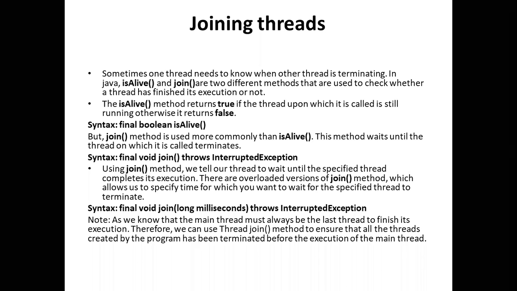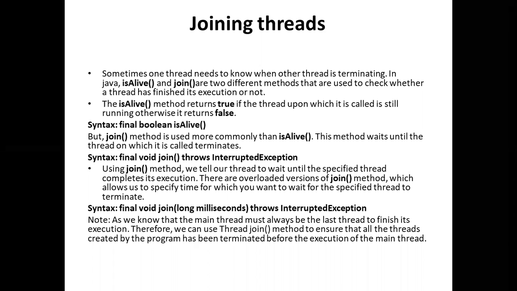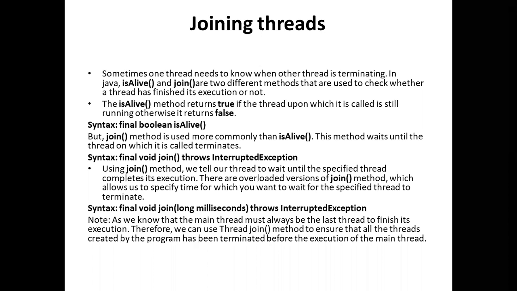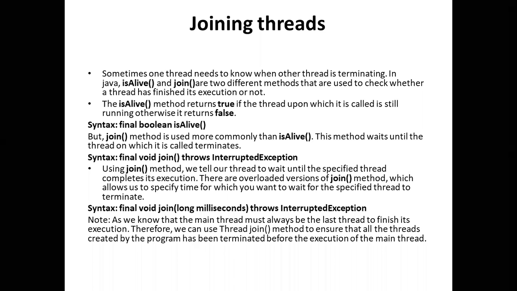Clear? Now the next part is joining threads. This is one of the most important topics. Sometimes one thread needs to know what another thread is doing, whether it is alive or not alive. There is a condition when we require that one thread must know which thread is terminated. For that, we have two methods over here, isAlive and join.